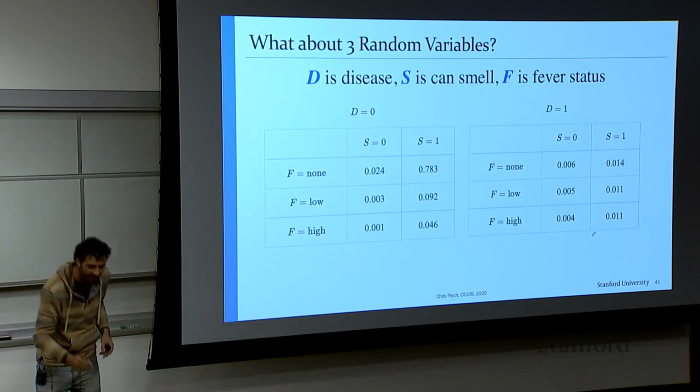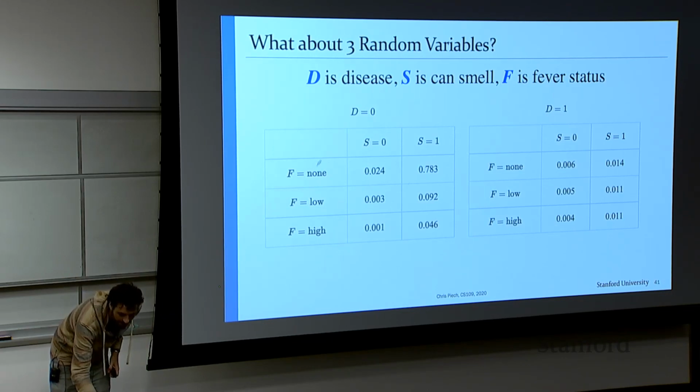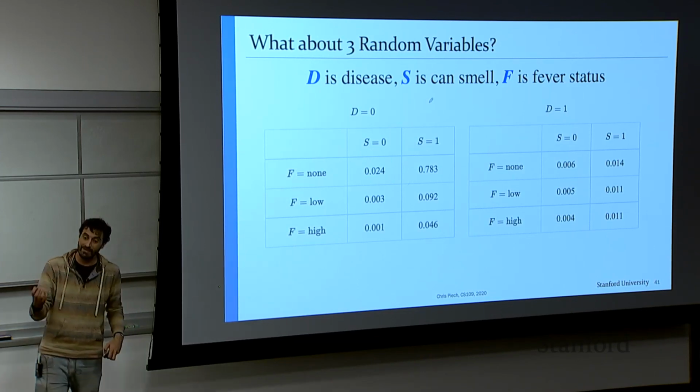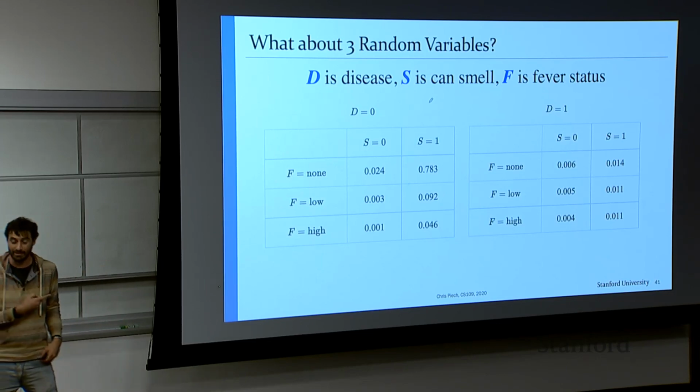But where does 12 come from? 12 comes from, well, there's 3 assignments to f times 2 assignments to s times 2 assignments to d. So 3 times 2 times 2 gives you 12. So even though 12 is not scary, that multiplication is.